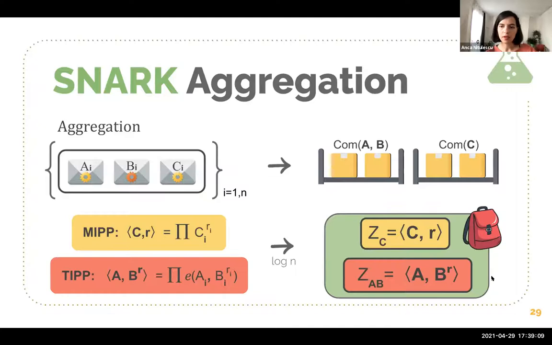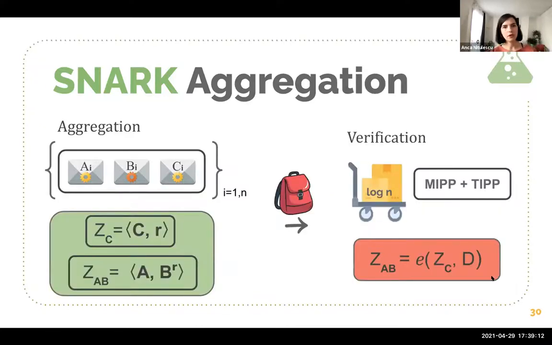So actually this is our SNARK backend, and to see what the verification looks like now for the whole bunch of n proofs, we will receive only log n commitments and we will run MIP and TIP together in an efficient way that requires an overhead of log n for the verifier, instead of n for checking all the proofs individually. And then of course we have to check the final Groth16 equation, which is this ZAB, which we received, and ZC paired with D. So that's all from my side.